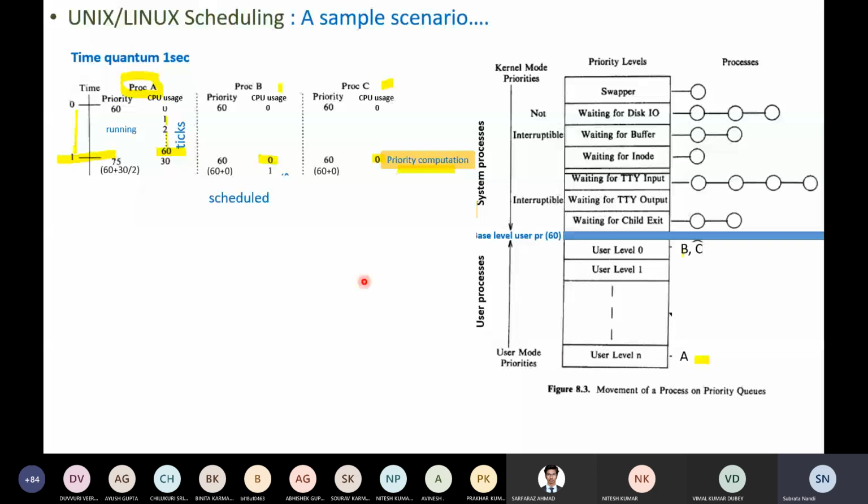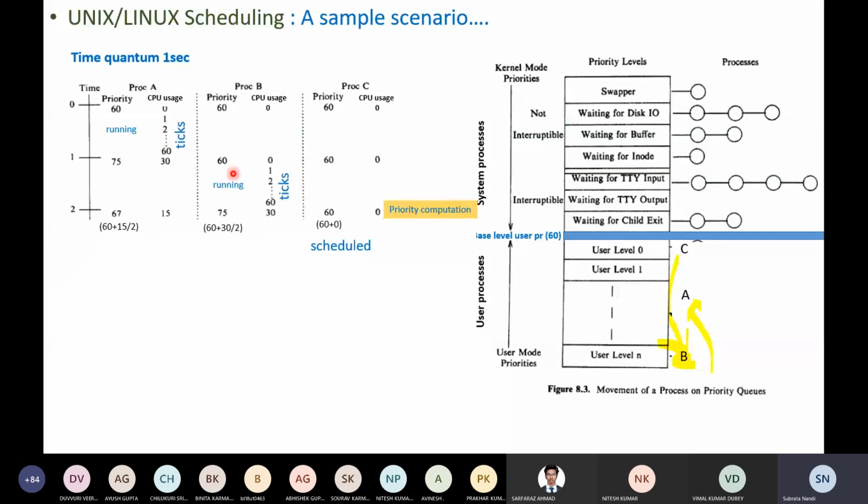Now which will be scheduled next? B, because it is in front. B will accumulate the ticks in the next quantum. So that's how the value will change here, but they will remain unchanged here. That 15 remains here. So if I compute the priority, it will be 67. 75 means this is 60 plus 30 divided by 2, like this. Till this point, is it clear how it is changing?